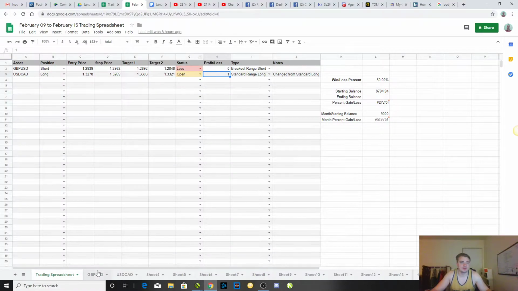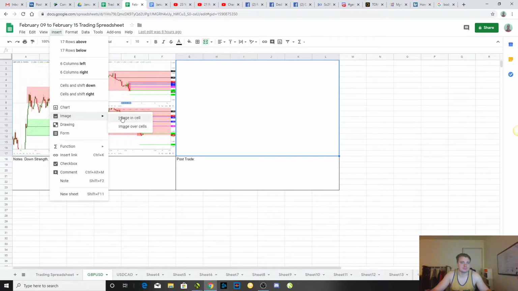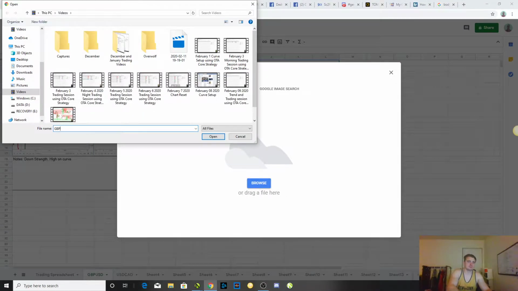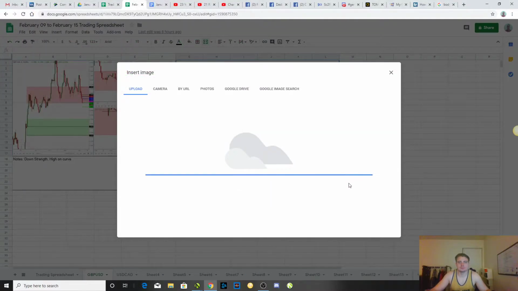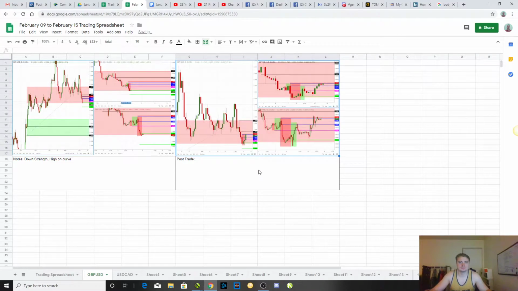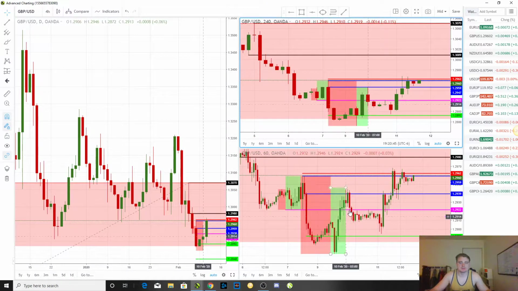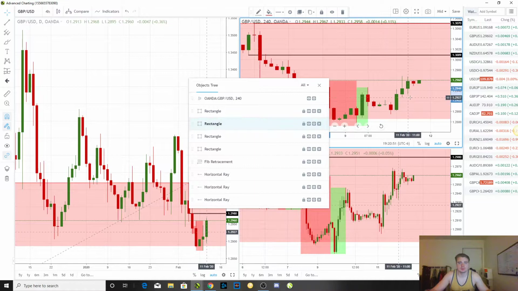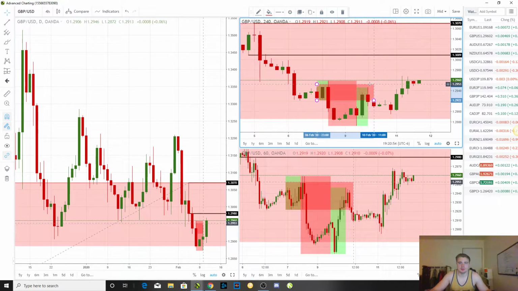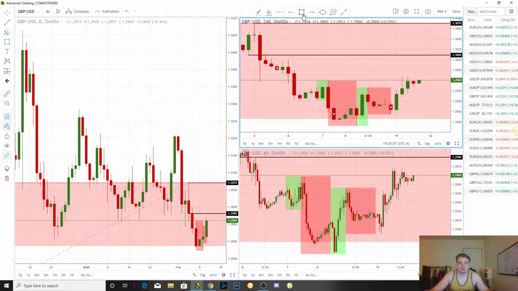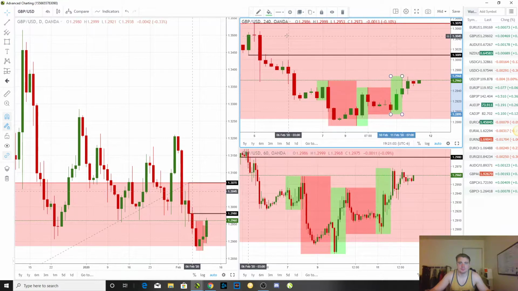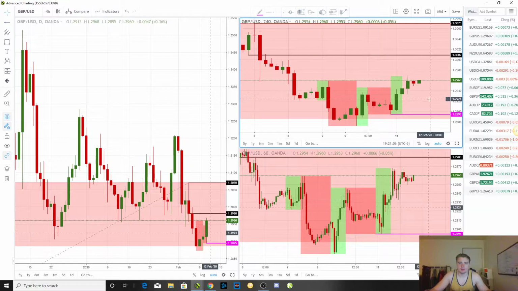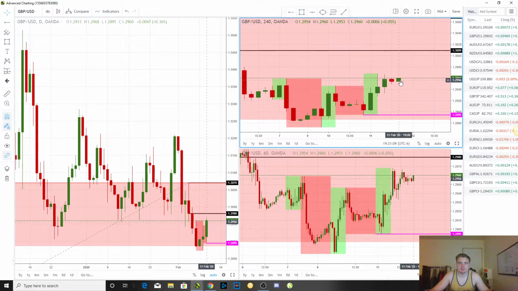All right. So there we go. And so delete all the lines. I think I deleted a rectangle too, but whatever. Not a big deal. So now we're just looking for a breakout right now below there that we can take to the downside.